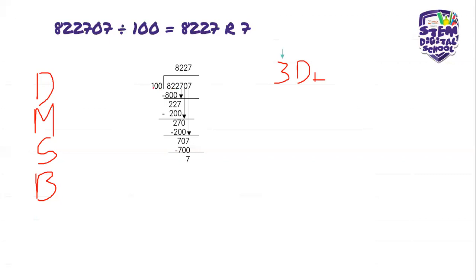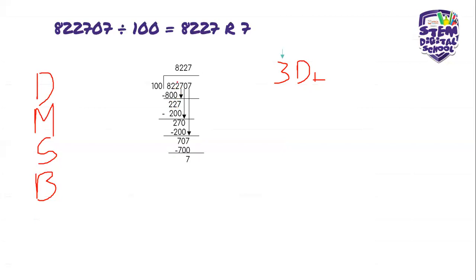So what we look for, the one before, which is a multiple of 100, which is what? 800, right? So it's 8 times 100 is 800. 822 minus 800 gives me what? 22. I bring down the 7. And I go next. 227, right? It's not a multiple of 100.